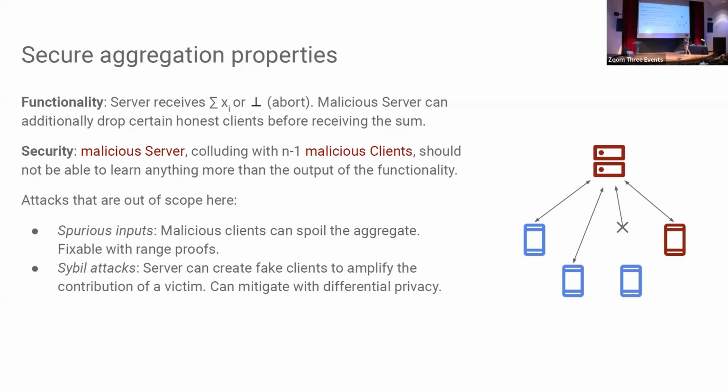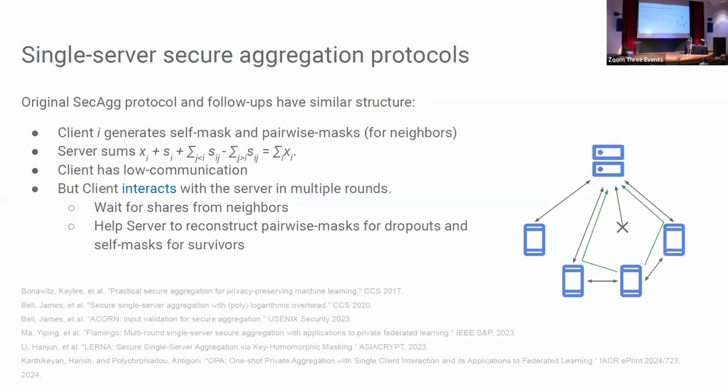We want to make sure that the adversary does not learn anything beyond the output of the functionality. Some attacks are orthogonal to this work. For example, we do not consider input poisoning attacks in this work. As in the previous talk, we can typically validate the input to mitigate such attacks. And for more severe attacks, maybe we can use differential privacy to mitigate them. We are not considering those attacks in this work.